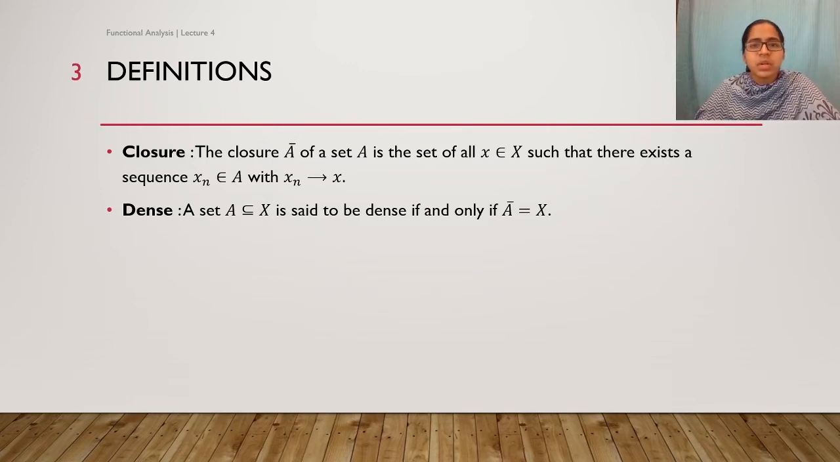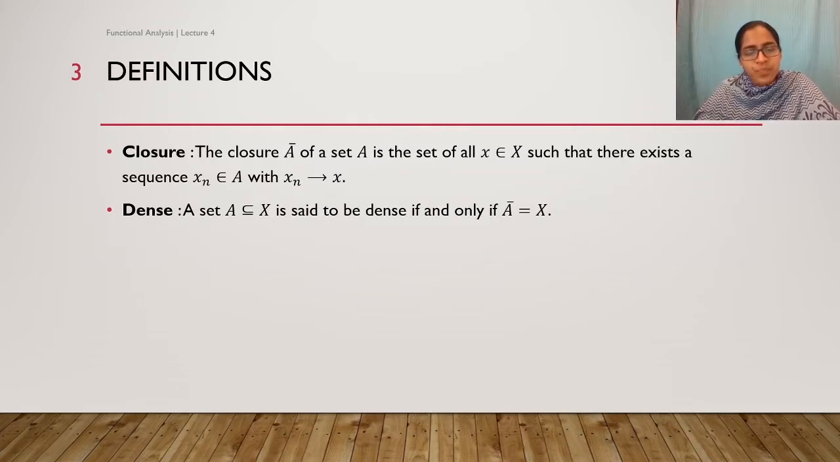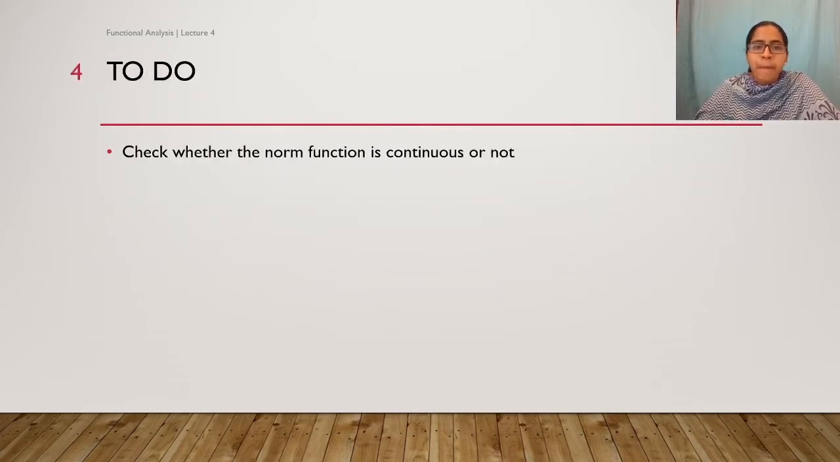So I'm sure you're familiar with all these definitions which you have studied in topology. So we had defined what is an open ball, an open set, a closed set, what is a closure, and what is meant by a dense set. Now, what I want you to check is whether the norm function is continuous or not. In the last section, we had defined what is a norm. Norm is basically a function from the space to R. So I want you to check whether that function is continuous or not. You can refer to the textbook for a hint which is given.